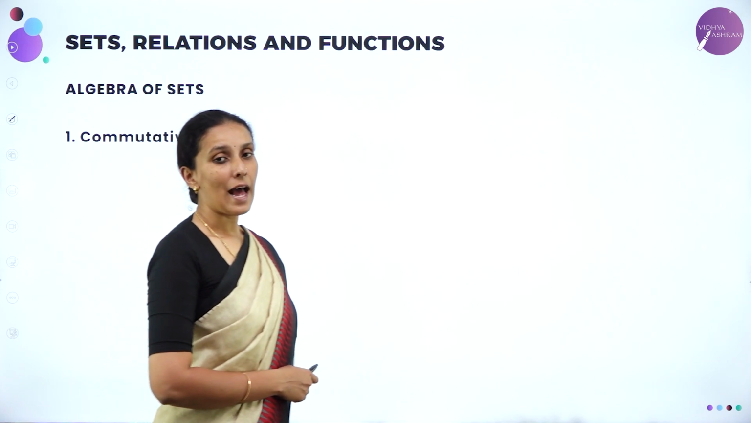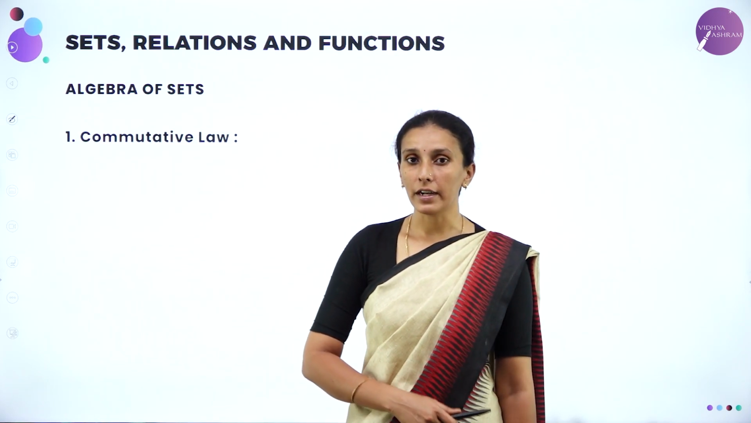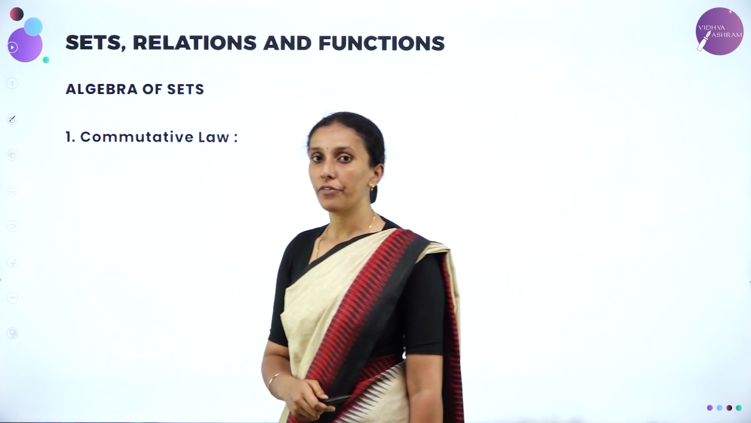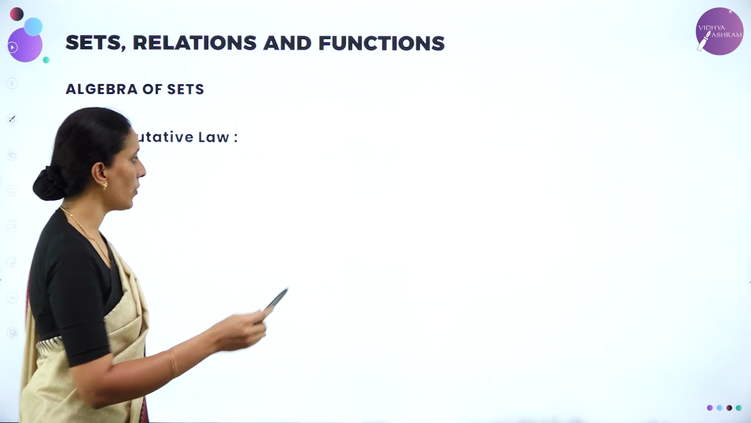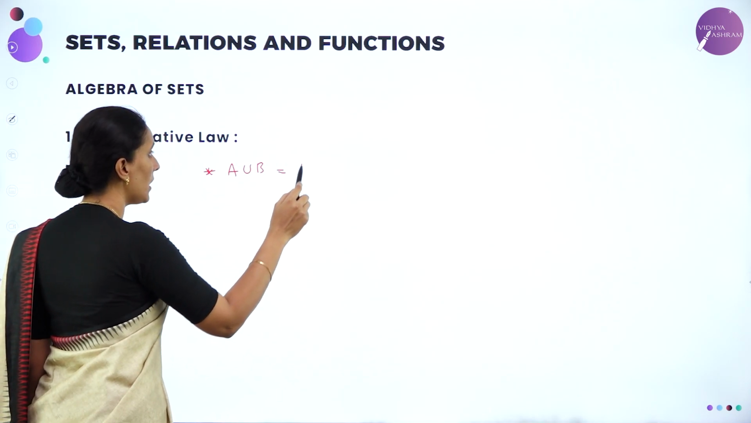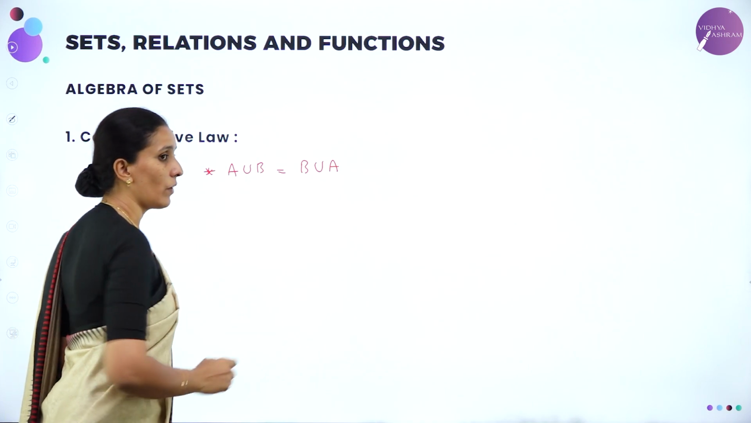Next, we come across the algebra of sets. In the algebra of sets, the very first property is the commutative law. When you take the union of any two sets, so let us take A union B, A union B is always equal to B union A. So it will be the same.